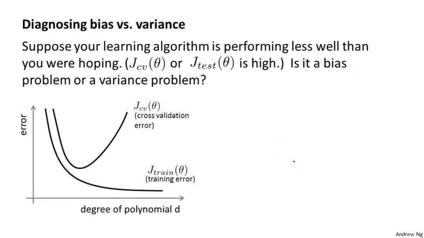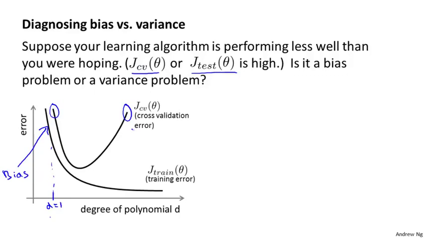Concretely, suppose you've applied a learning algorithm and it's not performing as well as you were hoping. So if your cross-validation set error or your test set error is high, how can we figure out if the learning algorithm is suffering from high bias or if it's suffering from high variance? So the setting of the cross-validation error being high corresponds to either this regime or this regime. So this regime on the left corresponds to a high bias problem. That is, if you're fitting an overly low order polynomial, such as d equals 1, when we really needed a higher order polynomial to fit the data.